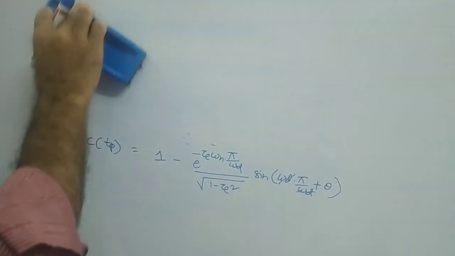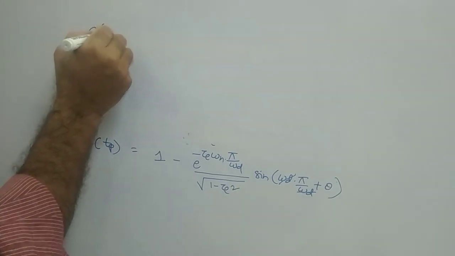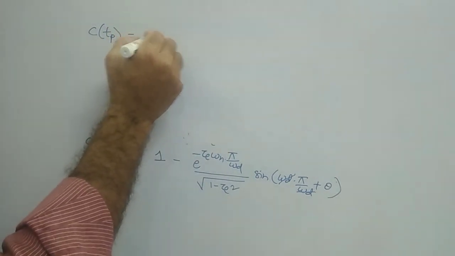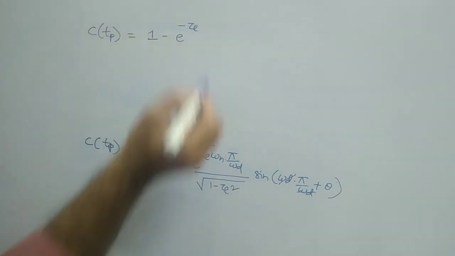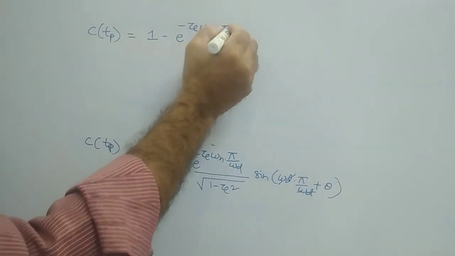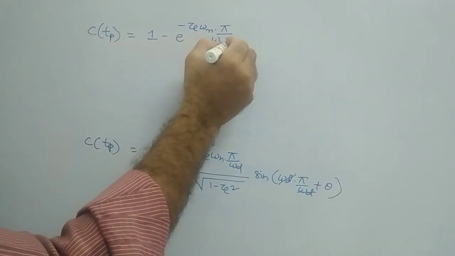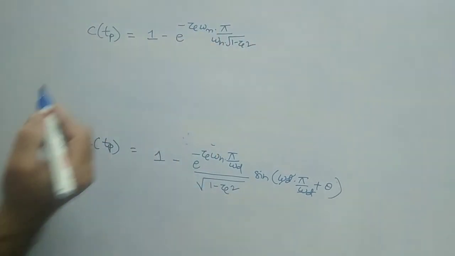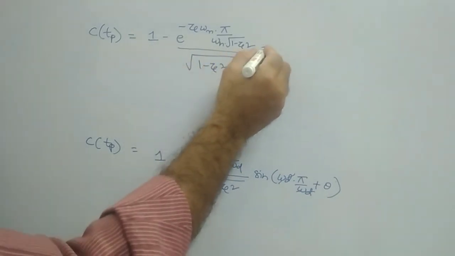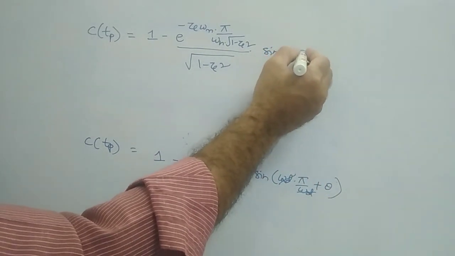I will erase this. So C of Tp is equal to, let us say here, 1 minus e power minus zeta omega n pi by omega d, sine of omega d cancelled out, it is pi plus theta. Pi, again omega d, what is omega d? Omega d is nothing but omega n into square root of 1 minus zeta square, by square root of 1 minus zeta square.